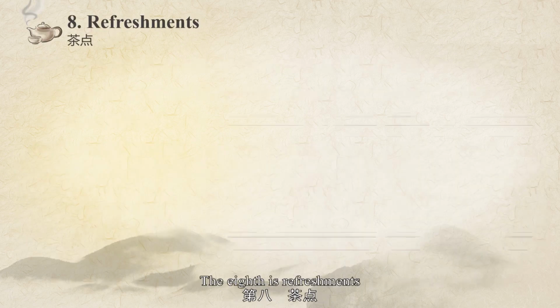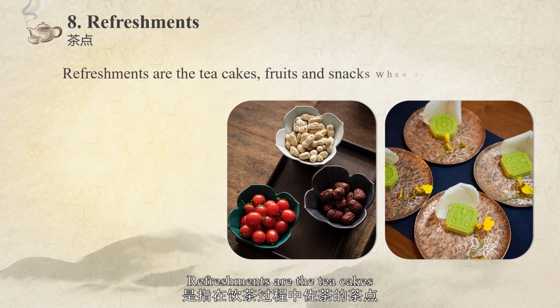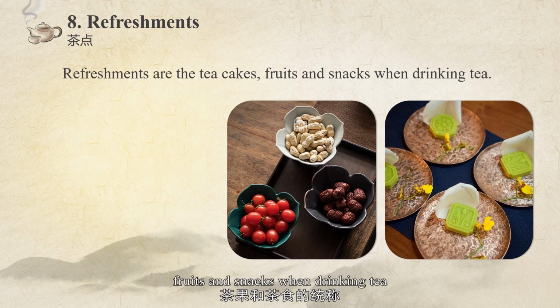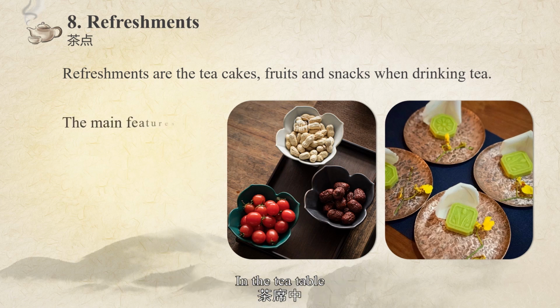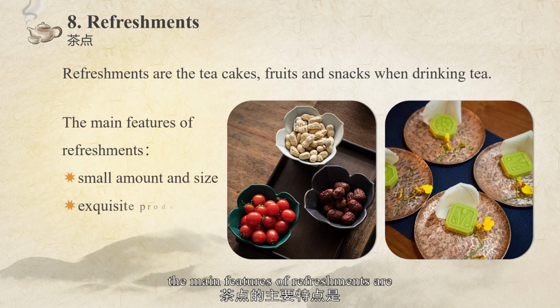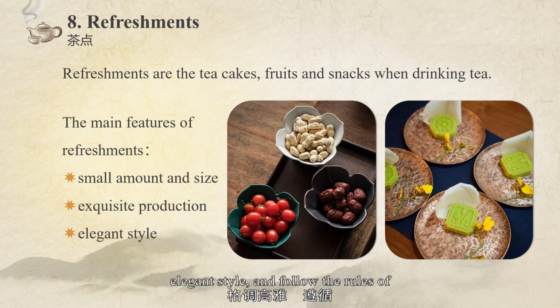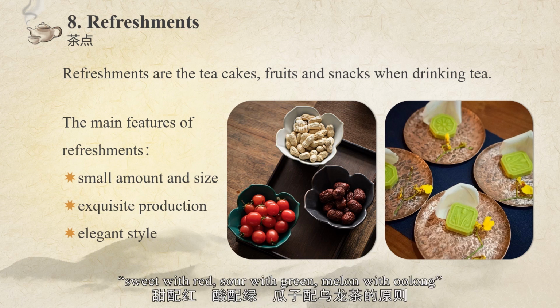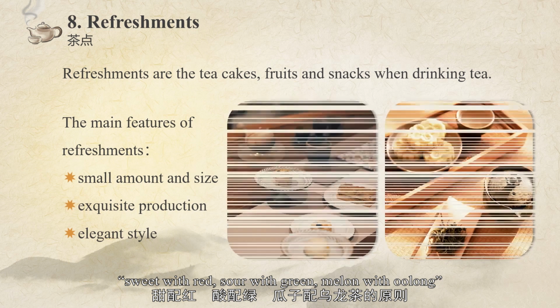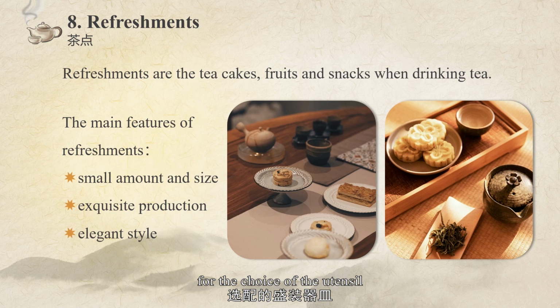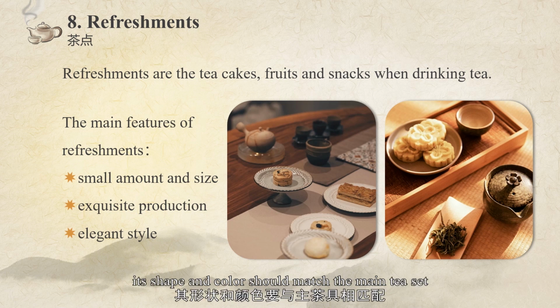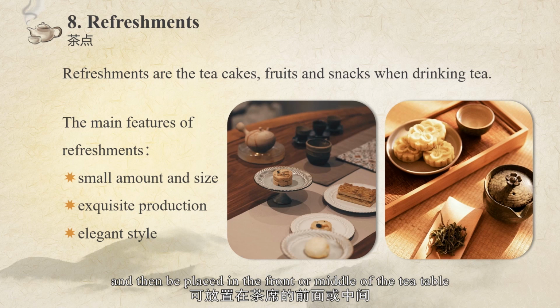The eighth is refreshments. Refreshments are the tea cakes, fruits, and snacks when drinking tea. In the tea table, the main features of refreshments are small amount, small size, exquisite production, elegant style, and following the rules of sweet with the red, sour with the green, melon with oolong. In addition, for the choice of the utensil, its shape and color should match the tea set, and then be placed in front or middle of the tea table.